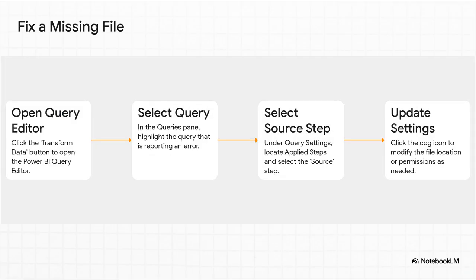For instance, let's fix that super common missing data file error. It's ridiculously easy once you know where to look. You just open up the Power Query editor, find the broken query, go over to the Applied Steps window, and click on Source. Then hit that little settings gear to update the file path. Seriously, it's a 30-second fix.